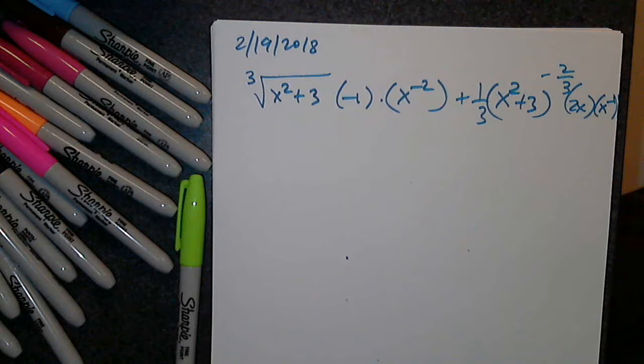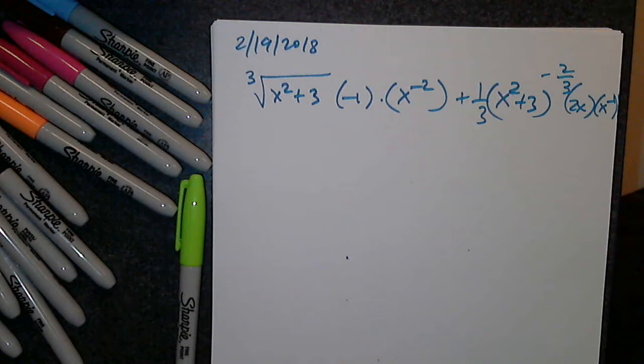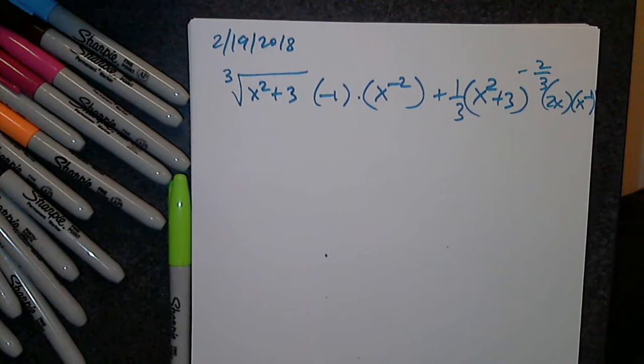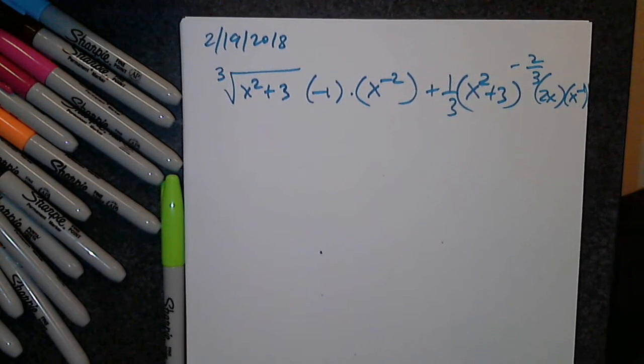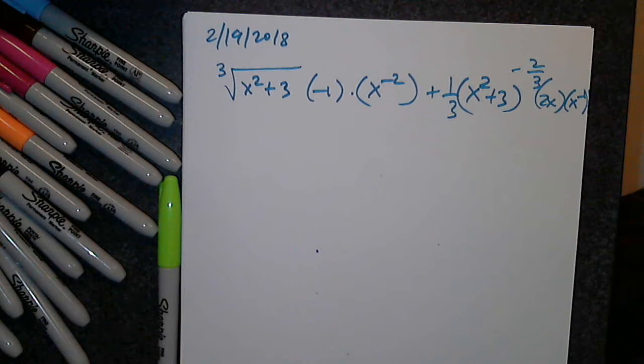Can anyone tell us what to do first? Now you can teach this class. Well, the first thing I did was find the thing that I could take out. So I took out x squared plus 3. Okay, we need one more step before that.